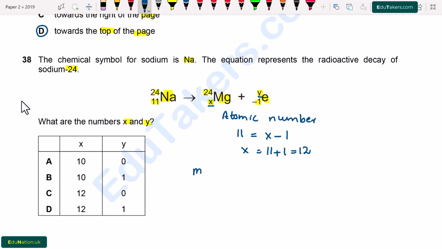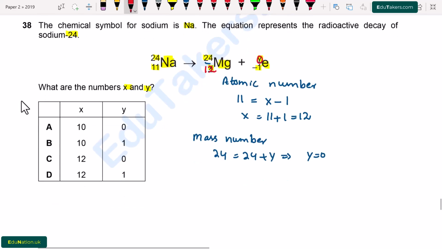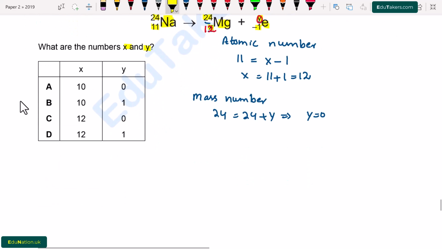Now we check the mass number. On the left hand side, the mass number is 24. It will be equal to 24 plus Y on the right. So Y will be equal to 0. It means that here is 0 and here is 12. Now we see the options. Option A 10, 0, B 10, 1, C 12, 0. So option C is correct.